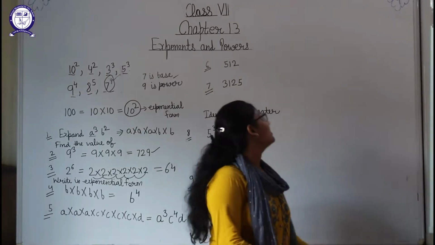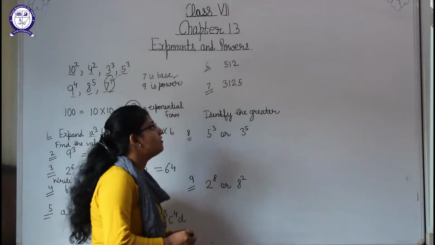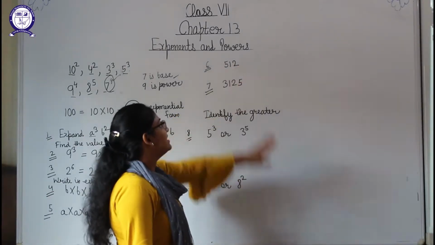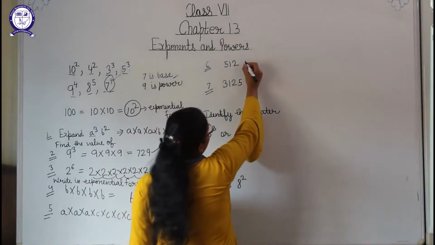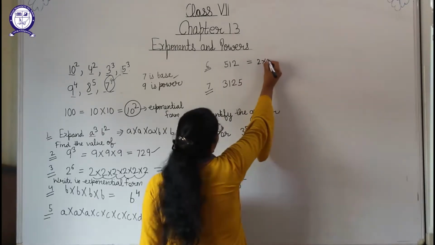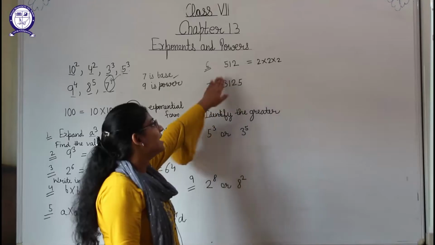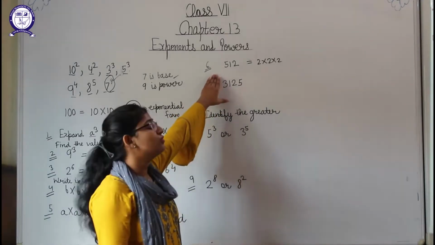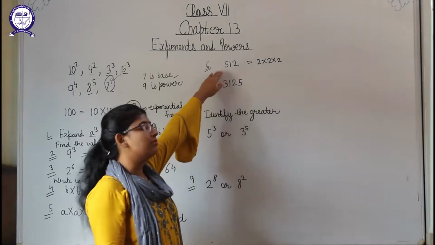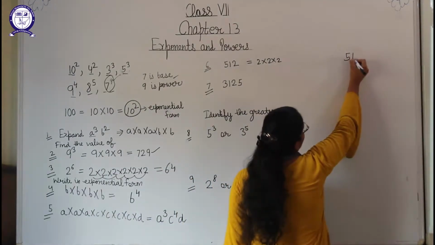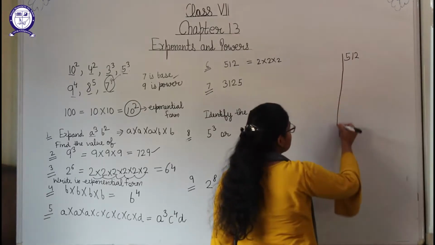Now the next question is 512. We have to write it in exponential form. You can't easily tell what we should write. Can we write it as 2 into 2 into 2, or something into 3 or into 5? We can't tell. So for that, we find the prime factors of the bigger number. Here 512 is given, and we will do the prime factorization like this.